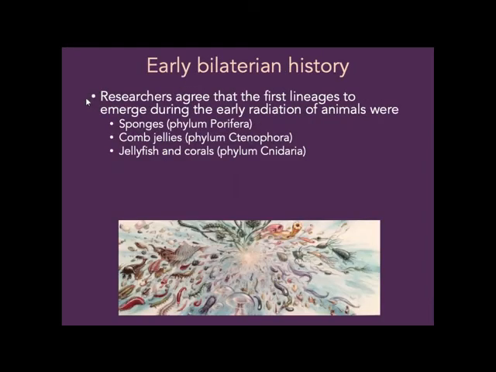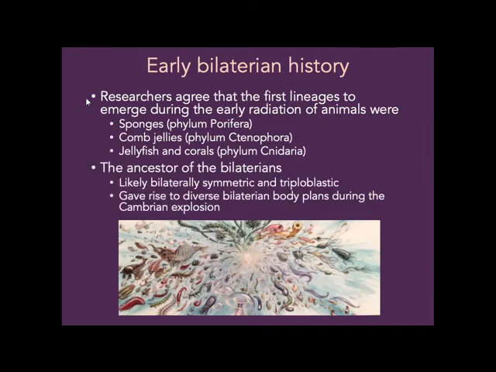So researchers are in agreement that the first lineages of animals were probably sponges, phylum Porifera, comb jellies, phylum Ctenophora, and jellies and corals, phylum Cnidaria. You may remember there's some debate about exactly which one was first. The ancestor of the bilaterians probably was, like the bilaterians, bilaterally symmetrical and triploblastic. And so we think that that ancestral population gave rise to the diversity of all the different kinds of bilaterian body plans that first appeared during the Cambrian explosion.